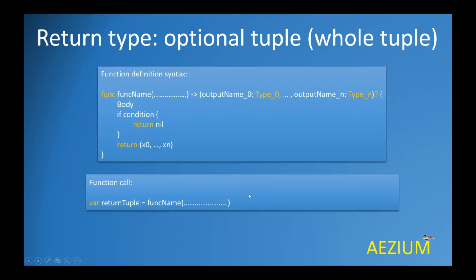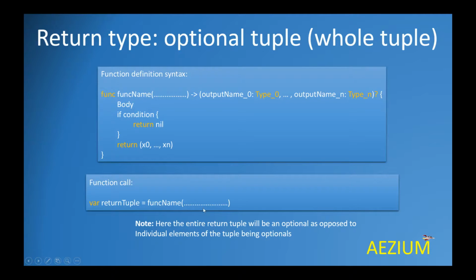Then the function call is again the same as before. What happens here, we call the function, and this function will return an optional tuple which is assigned to this variable.